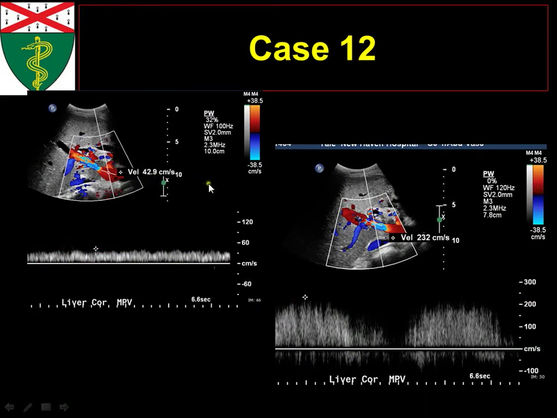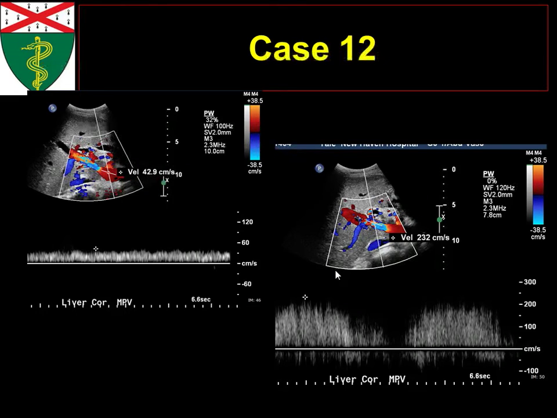What about this case? So here we're interrogating the portal vein. I'm getting a velocity of about 40 in this location, and 230 just a little bit more distally. So what is that? And look at the waveforms, they also go from about 40 to about 200 over here. What do you think is going on? There's a stenosis between those two sample portions. Absolutely. So it looks like there's a stenosis because there's this jump in velocities.